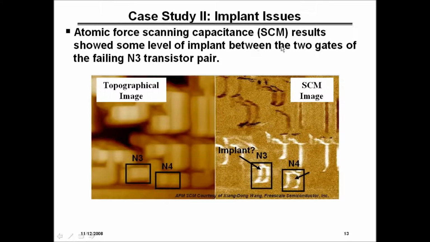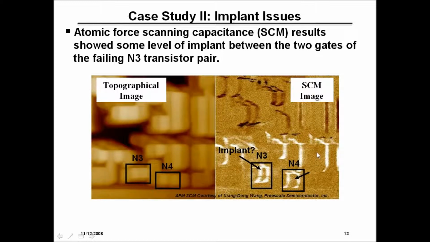So we took one of the samples and submitted it for scanning capacitance, and here you can see the N3 and the N4 transistors. If you look in this scanning capacitance image, you can see that between the two transistors, where it's supposed to be blocked, the source and drain, you can see some implant that's fairly consistent with what's not blocked on the outside, which was an interesting result.